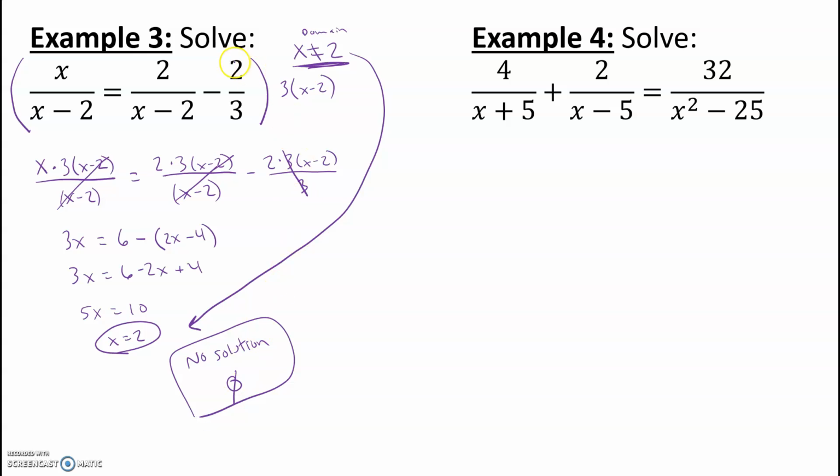So again, make sure you always look back to your domain. Here, x cannot equal, we know, 5 and negative 5, plus or minus 5. So again, we're going to look back there at the end and make sure that x does not equal 5 or negative 5. Remember, x squared minus 25 is x plus 5, x minus 5. So it looks like that's what we need to multiply by. x plus 5, x minus 5.